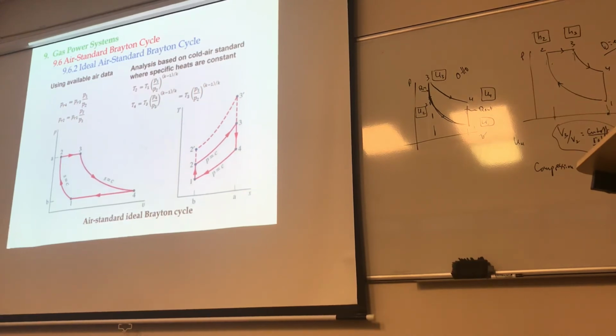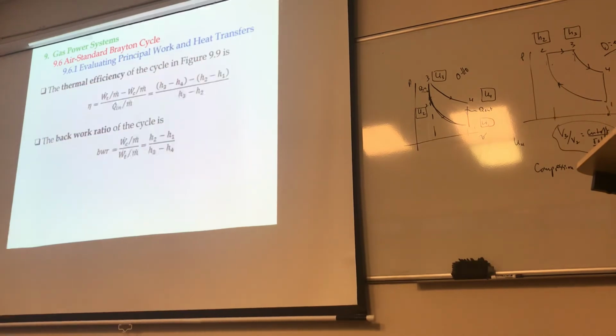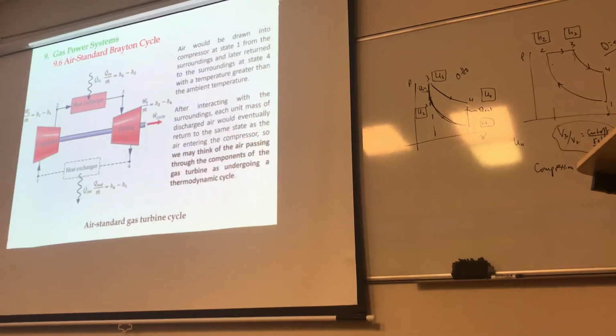All right. So ideal Brayton cycle. Ideal Brayton cycle using available air data, because now we have two processes that are at constant pressures. See, anytime you have heat exchangers, just so you remember, the process that goes through the heat exchanger is always a constant what process, you think?